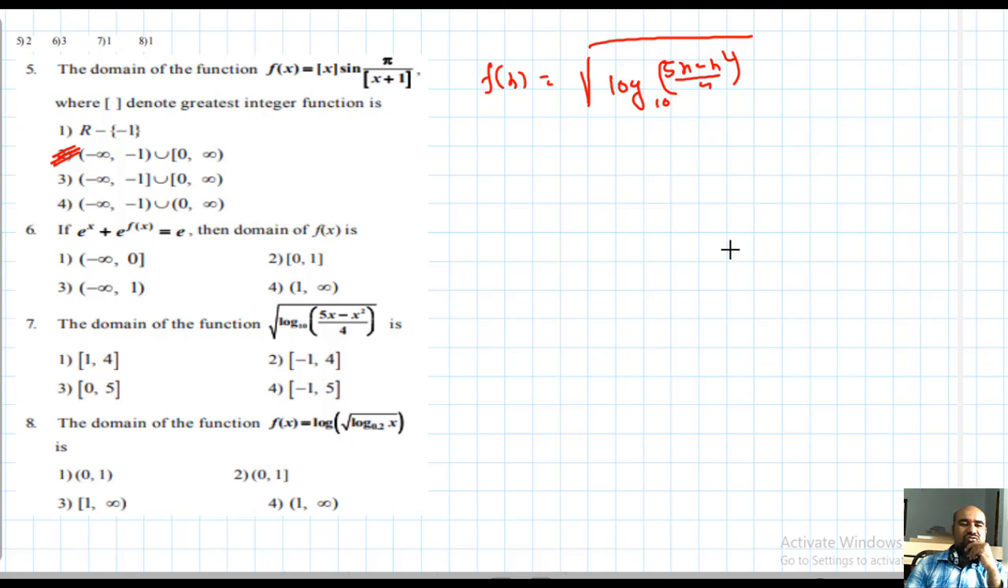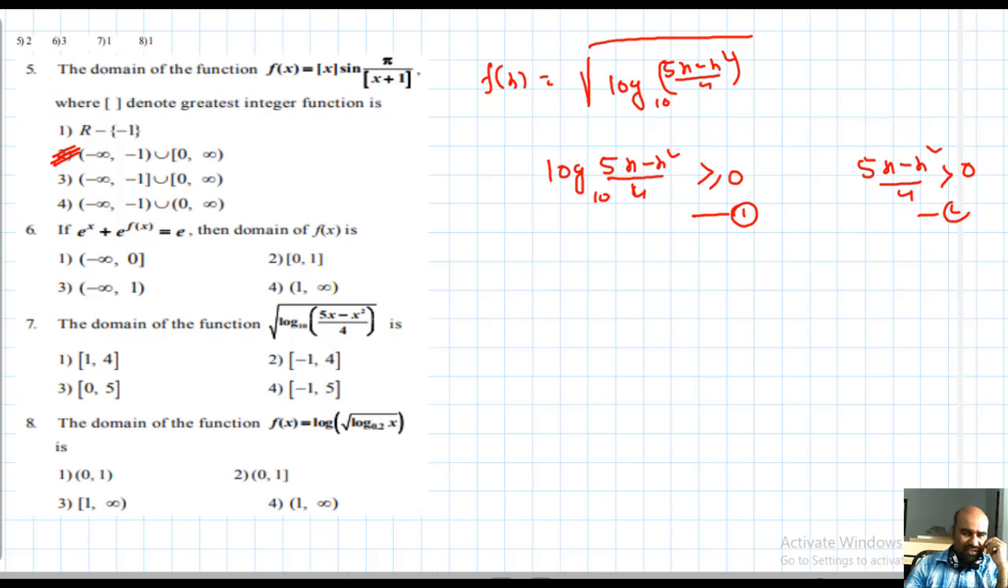Okay. So, what are the conditions I will write down first of all. Logarithm of (5x minus x square) by 4 to the base 10 should be greater than or equal to 0. First condition. What is the second condition? Logarithms are defined only for positive real numbers. This is the second condition. Now you want to find their intersection. That is the domain of the function.